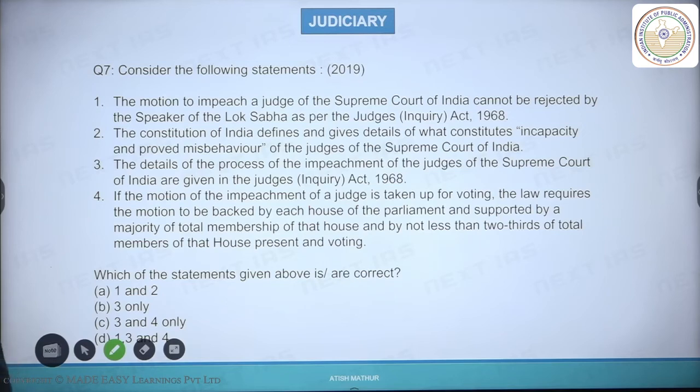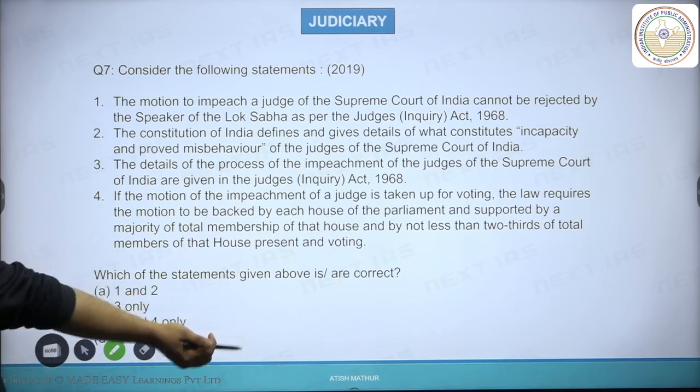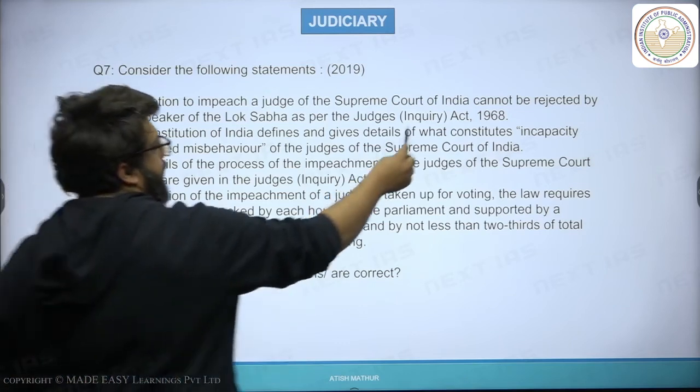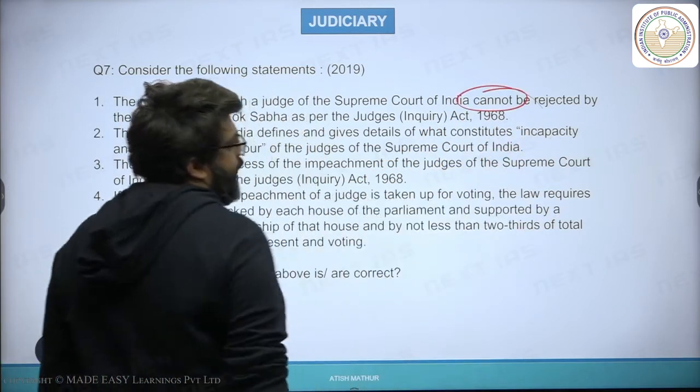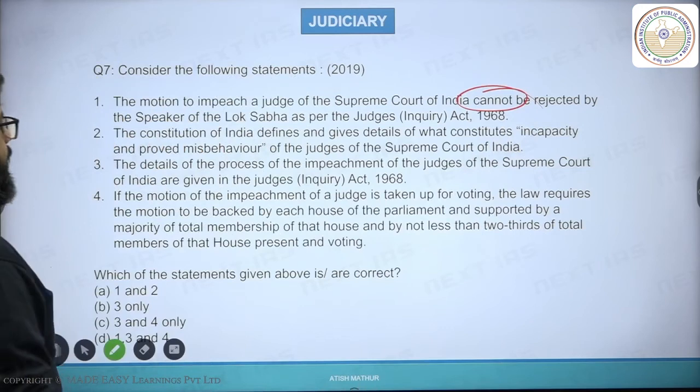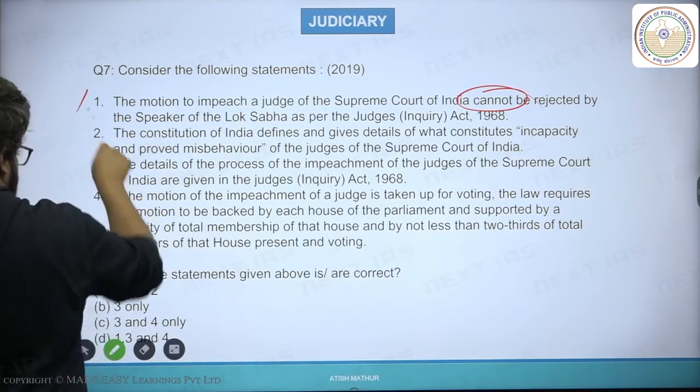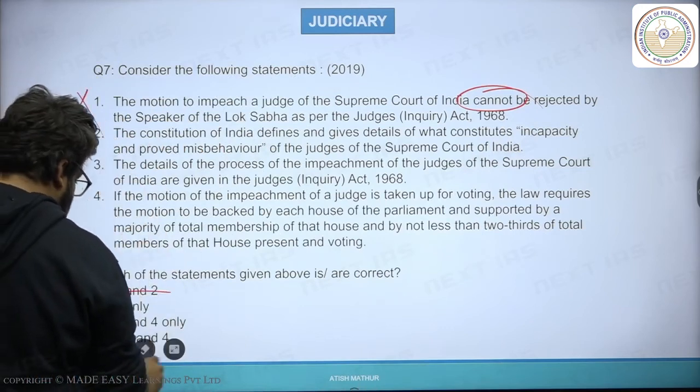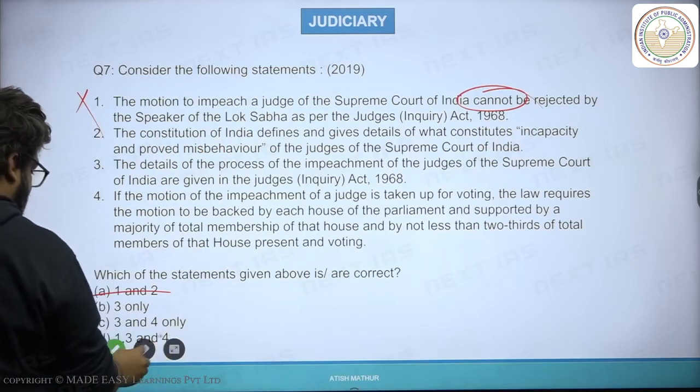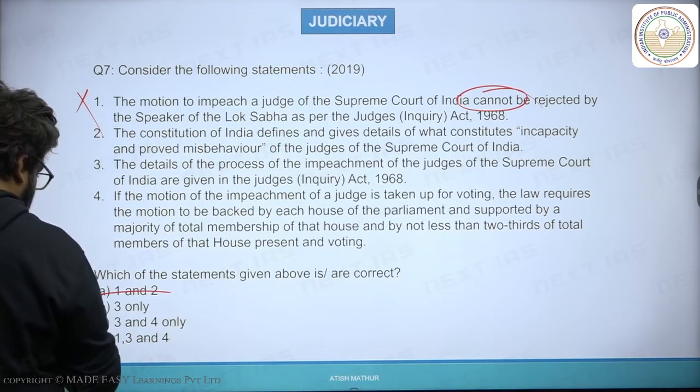ठीक है. The motion to impeach a judge of the Supreme Court cannot be rejected by the Speaker of the Lok Sabha as per the judges. क्यों भाई? अभी तो बताया था. ऑफ कोर्स इट कैन बी रिजेक्टेड इफ इट्स अ malicious ग्राउंड. पहला ऑप्शन इनकरेक्ट है, तो मतलब ए और डी चला गया, राइट. ए और डी चला गया.